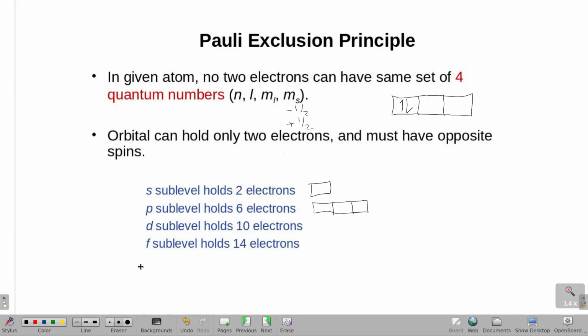And if I go up to the next orbital, L equals 4, it's not 2 more, it's actually 4 more, because we're going up to 9 boxes. So 1, 3, 5, 7, 9 boxes. So it will hold 18 electrons.